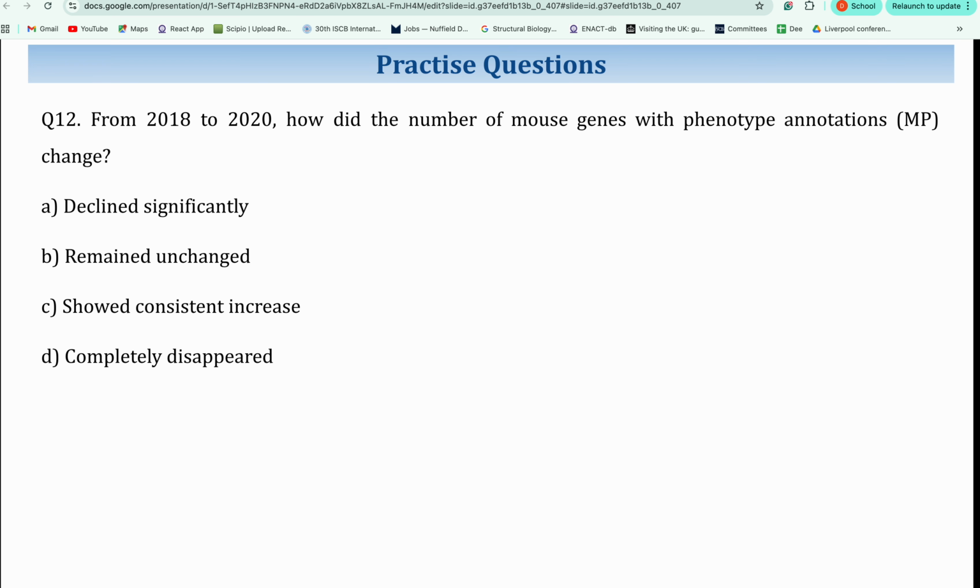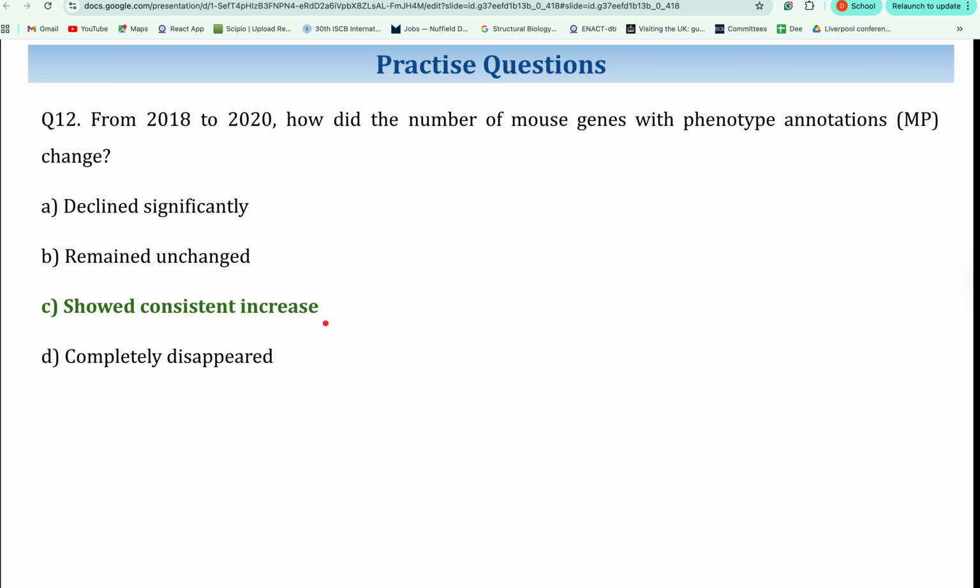Okay, now let's see the right answer. The right answer is option C, that is, a consistent increase. Option A says declined significantly, which is incorrect because research in mouse genetics has been expanding from 2018 to 2020. It's not shrinking. So decline is not the right answer. Option B, remained unchanged, is also incorrect because the annotation databases are continuously getting updated. Now option C was showed consistent increase.